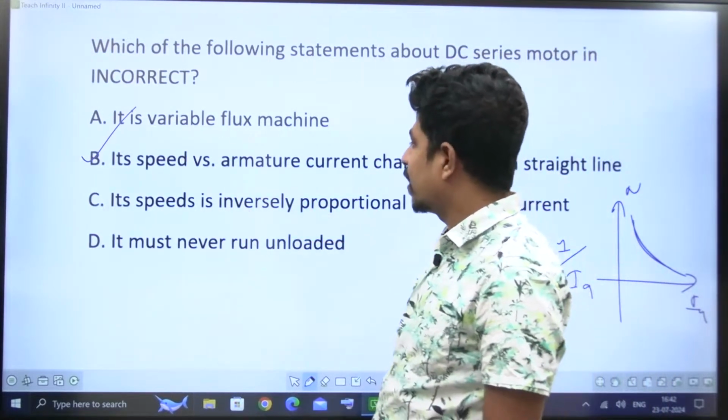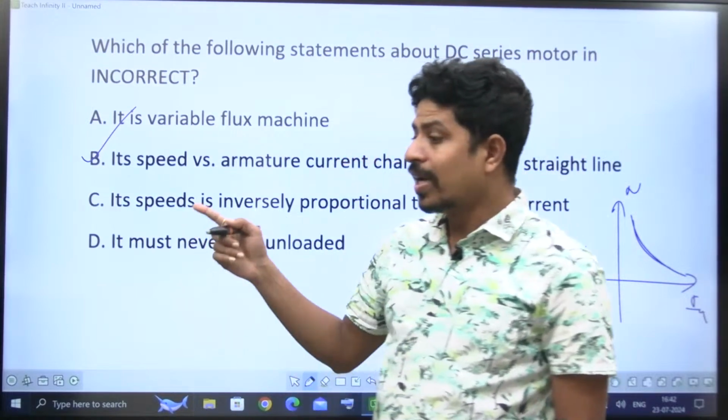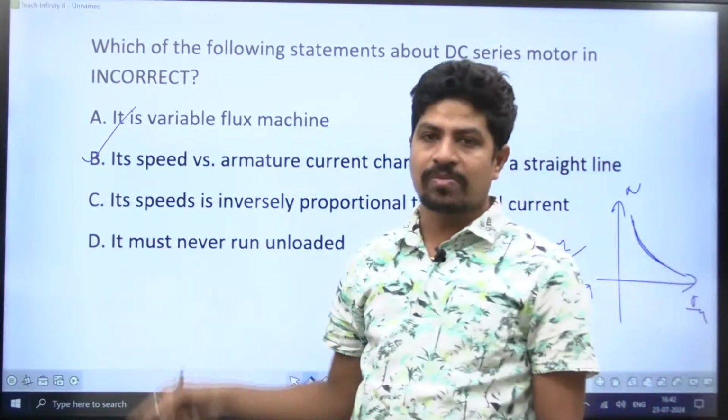Yes, option C is correct. It must never run unloaded. This is also correct. But he's asking which one is not correct. Therefore, option B is not correct.